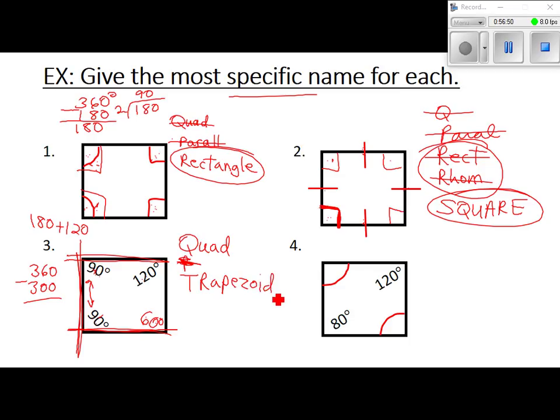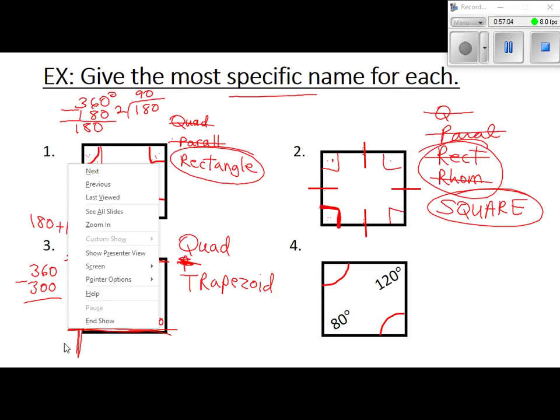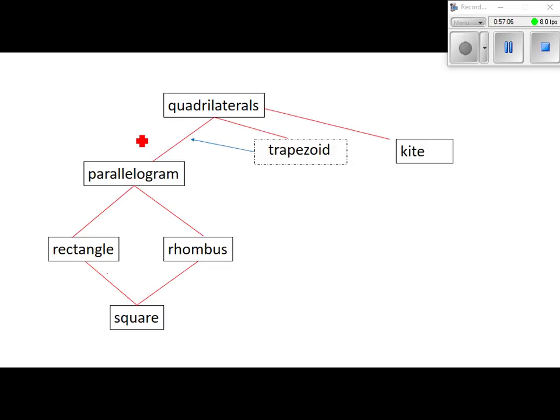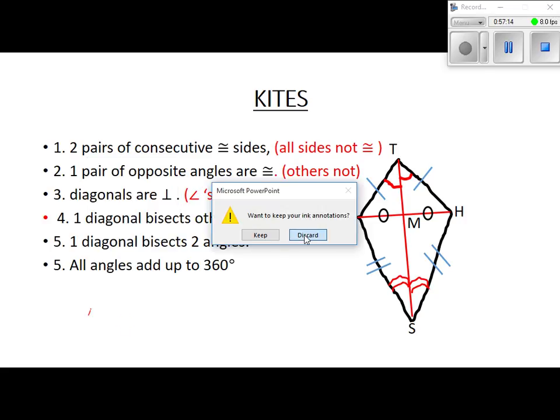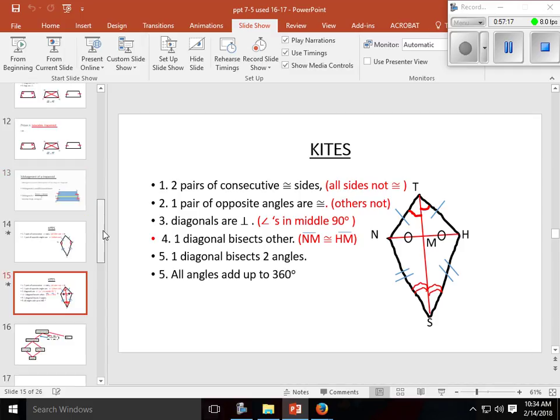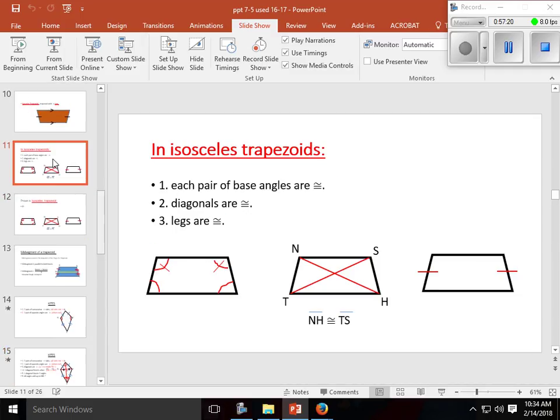Now, with a trapezoid, sometimes it could be an isosceles trapezoid, and we could give it a better name, call it an isosceles trapezoid. But to be an isosceles trapezoid, if we go back and look at, give me a second to get back to it. We look at the properties of an isosceles trapezoid. Each pair of base angles are congruent. So that's one of the properties. Base angles have to be congruent.